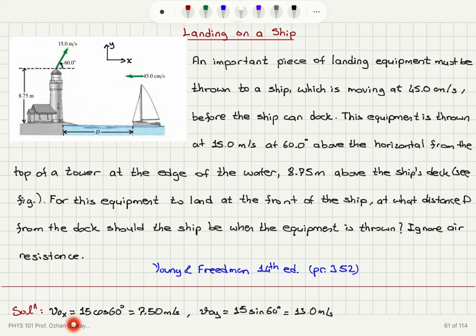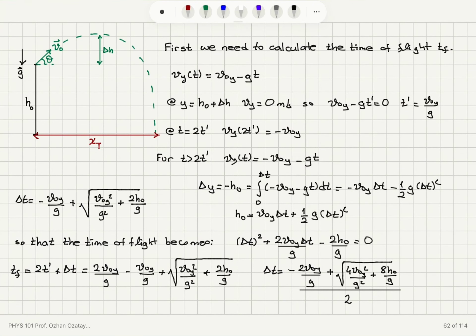So first we have found the x component and y component of the initial velocity. Then we have noted that after starting the projectile, this object will reach a maximum height delta h above the level where it was thrown. So we have calculated the time it takes to reach the maximum height and to go back to the initial level. That is basically 2v0y over g, 2t prime. Then we have reset our timer. You calculated the time it takes for it to reach the level of the ship.